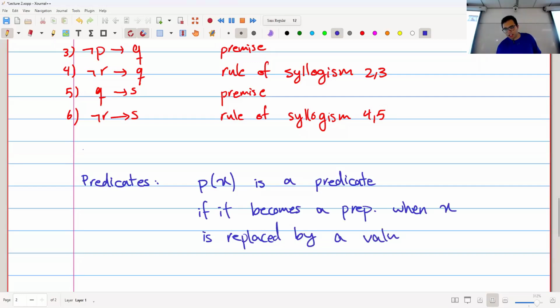Okay. Now, for reasons that we will see later in this course, we have to say when X is replaced by a value in our universe. So we always need to have a universe. We have to say where these values come from. Okay, so let me give you an example.